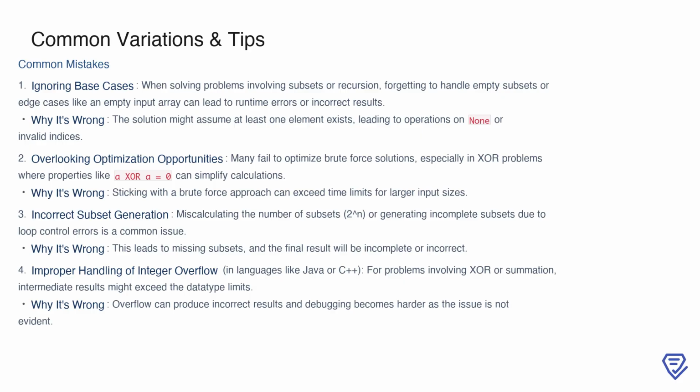Another mistake is incorrectly generating subsets. Since the number of subsets for an array is 2^n, a small error in loop control can result in incomplete subsets, leading to incorrect outputs. Lastly, for languages like Java or C++, improper handling of integer overflow during XOR computations or summation can introduce subtle bugs that are hard to debug. Being mindful of these pitfalls can save you a lot of time and effort.